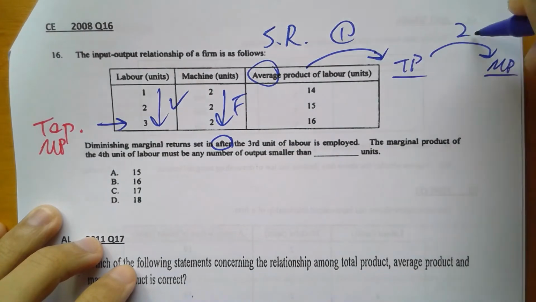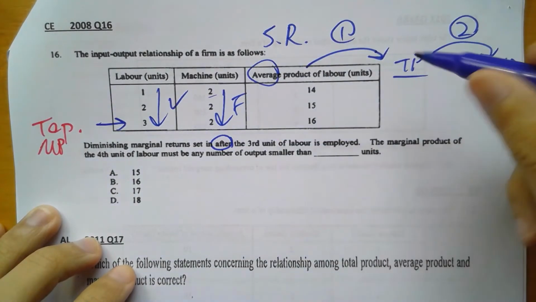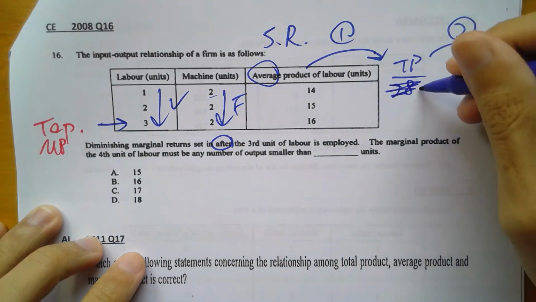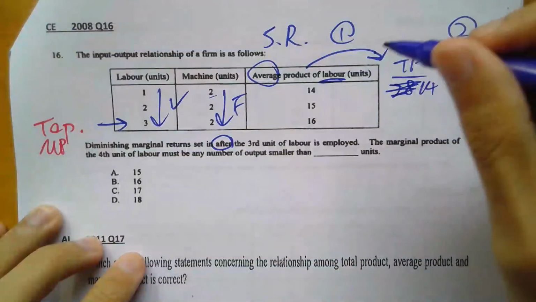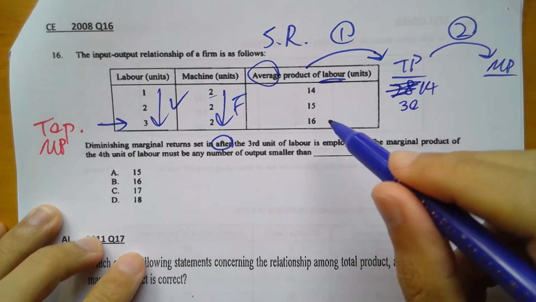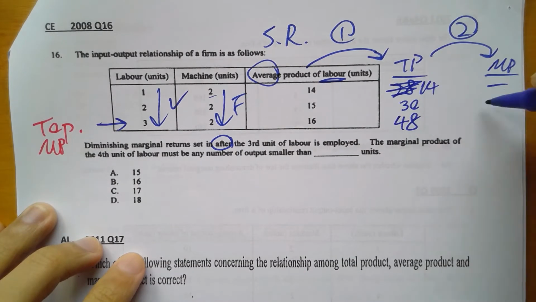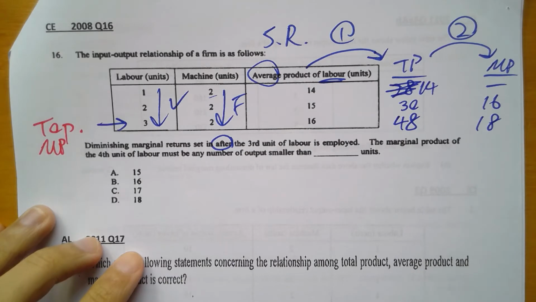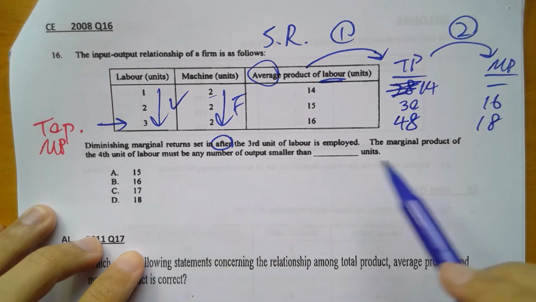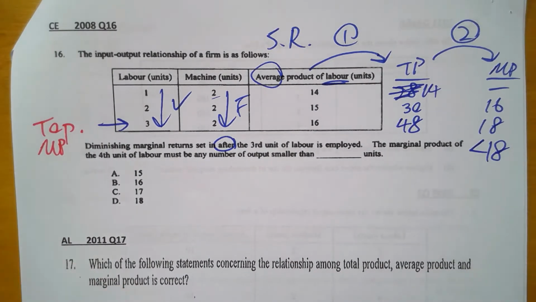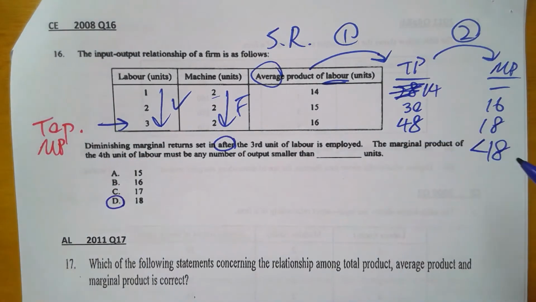Okay. Total first. Here, 28. Sorry. 14 of labor, right? So we times labor, and this is 30. 48. So the MP would be I don't know, 16, 18. Now the next one must be the marginal product of the fourth unit. We know must be smaller than 18 for DMR to kick in. So answer D. 一定要細過18啊，係咪啊？Must be smaller than.